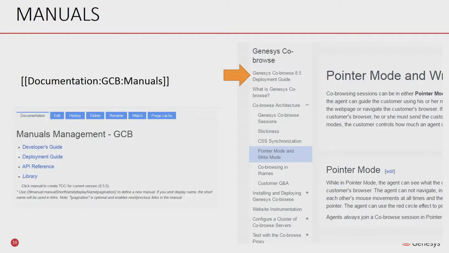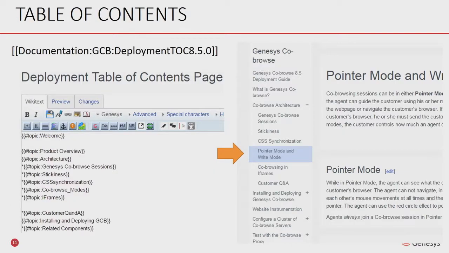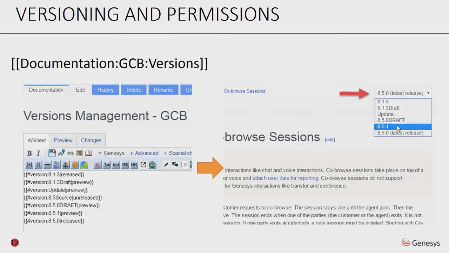Then we define the manuals that are the manuals in the documentation set for each product. And for each manual, we define the topics, the wiki pages that are part of that manual. And here, this table of contents page also is read by our wiki and maps to this sidebar table of contents. And finally, another important piece of this for us was versioning and permissions.